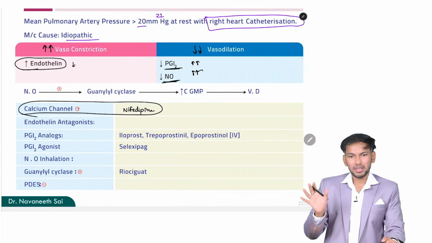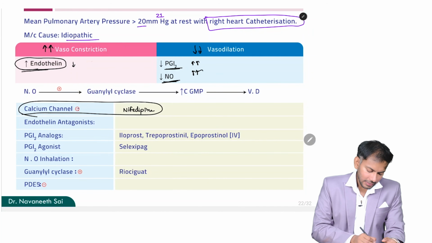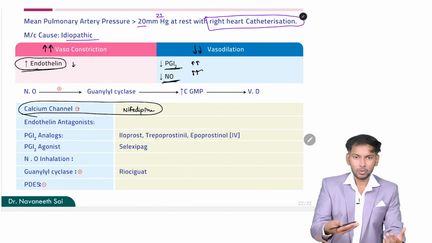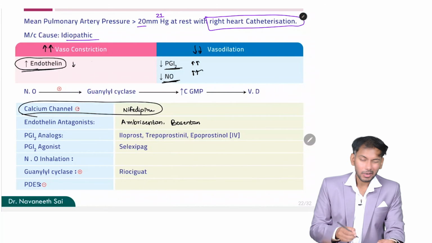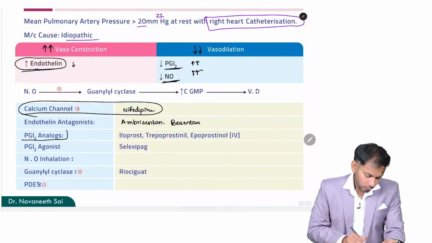Now once you're done with this, we are going to come to the main classes of drugs. I told you there is an increase in endothelin. How do you decrease it? By giving endothelin antagonists. Okay, so these are ambrisentan and bosentan. These are endothelin antagonists. That means they block the endothelin receptors. That's all. Now coming to the PGI2 analogs.